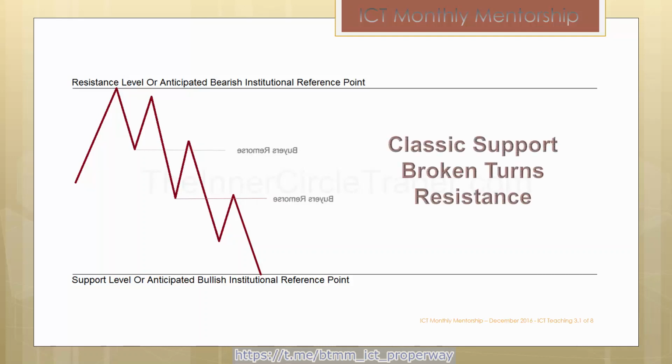When we have this, in the marketplace, what we're seeing is the classic support broken turns resistance. Every time price moves back to an old low, what's actually happening is referred to as buyer's remorse. The buyers at the previous short-term low that saw a short-term pop in their favor, then eventually saw the market break below that low they bought at. When price gets back to that level, they're remorseful for buying it, so they bail.